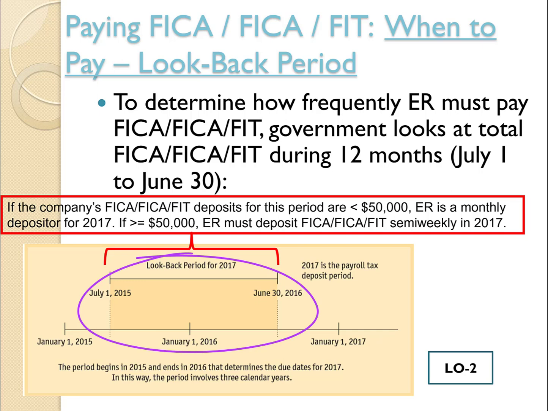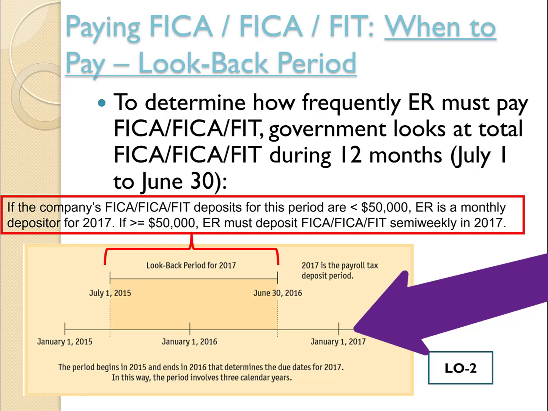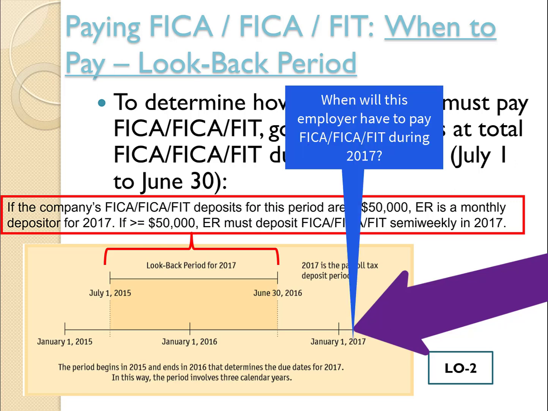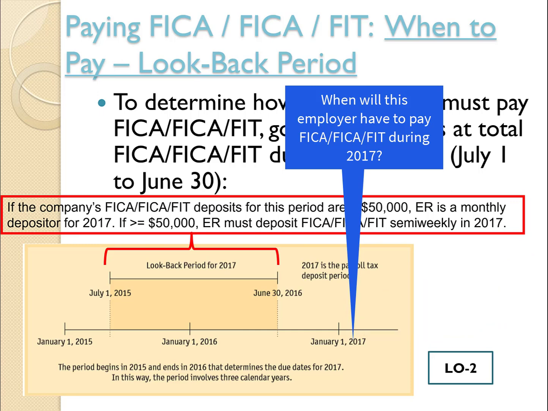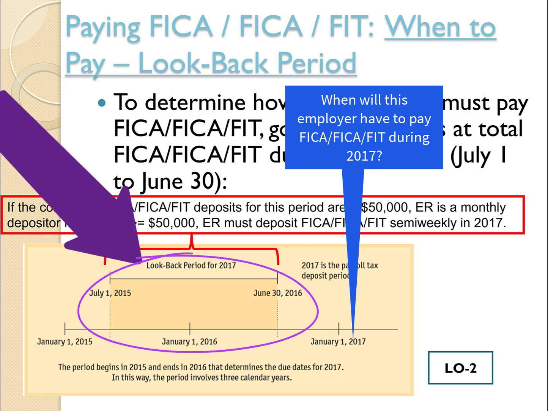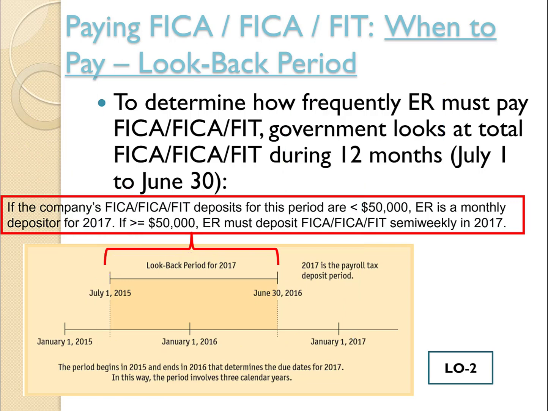So looking at this graph at the bottom, which comes from the book, what we're trying to show here is we're trying to figure out when in 2017 we had to pay FICA, FIT. So what the IRS does is it looks back at a 12-month period from July 1st, 2015 to June 30th, 2016. So they look back to see how much you paid in FICA, FIT during that 12-month period.